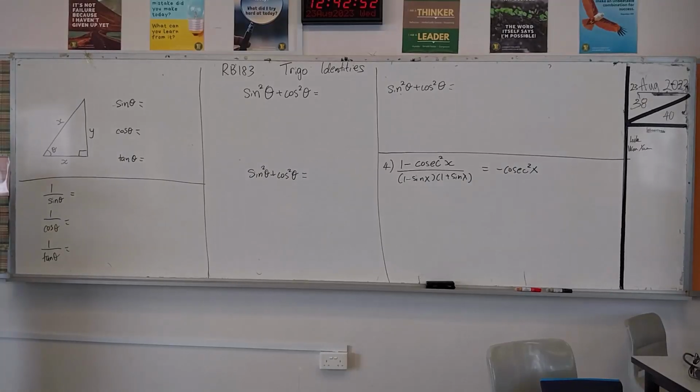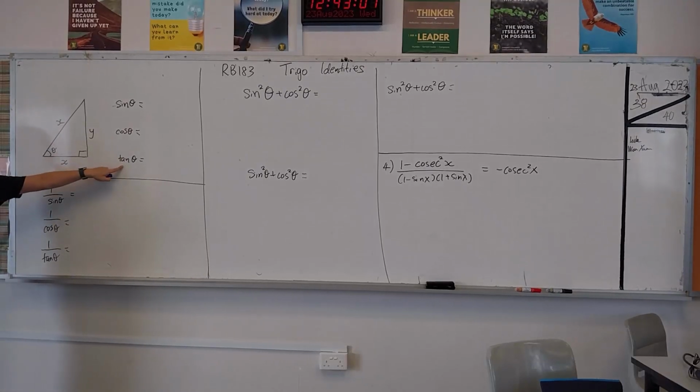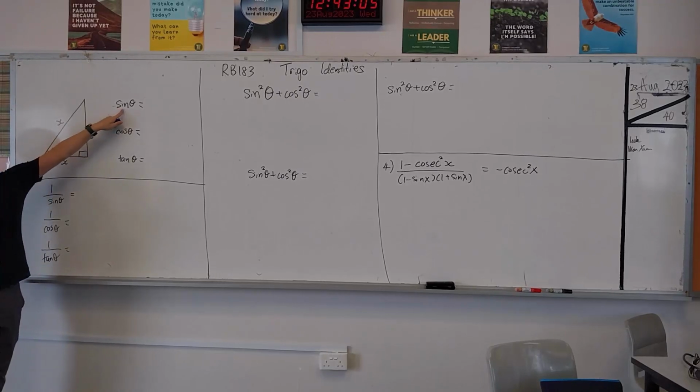So we are on a new chapter now. We need to know some of the trigonometric identities. We first start with the very basic one, which is this one here. So let's look at the trigo ratio. What is the trigo ratio of sine theta?